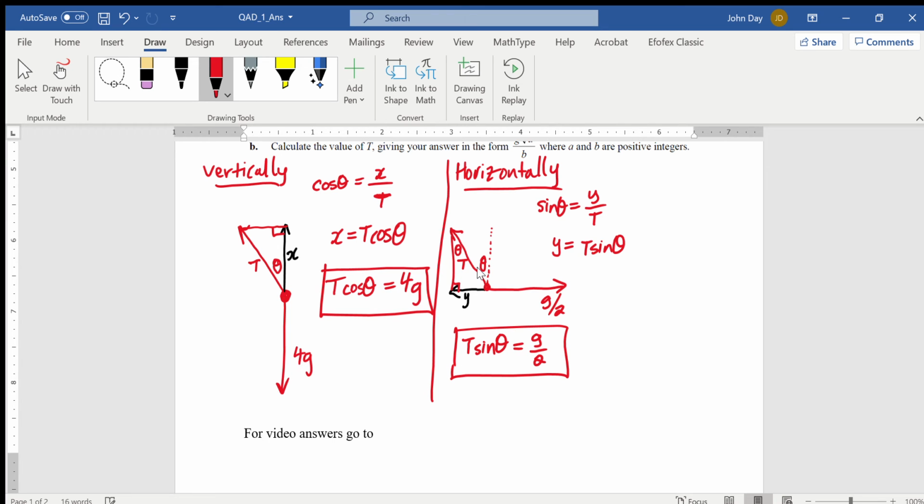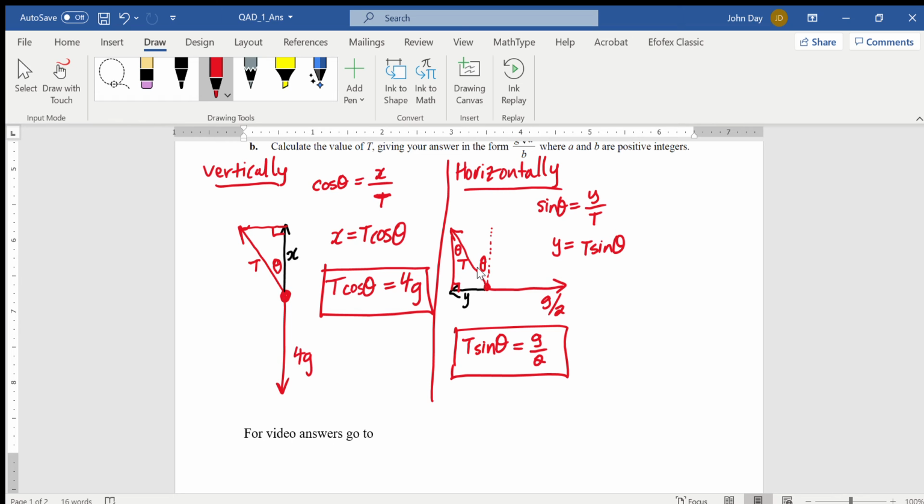Now here's the kicker, I don't know what that angle is. I want to find what t is, so I need to eliminate theta. But if you're looking at dividing, you might end up with sine on cos and still end up with tan theta. You'll still get a statement with tan theta in there. So what would be a good idea is to square both sides and add.